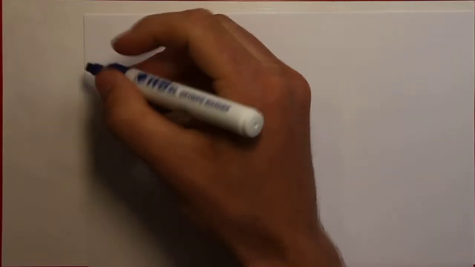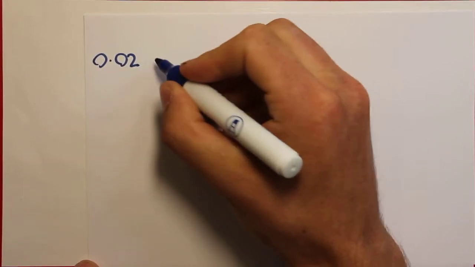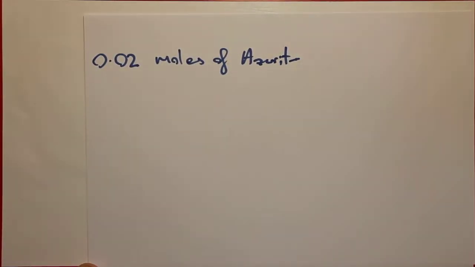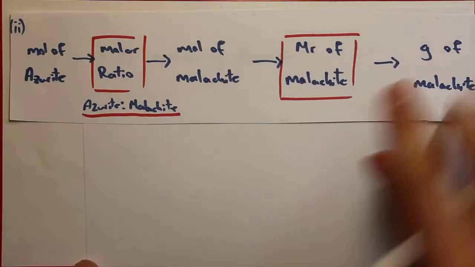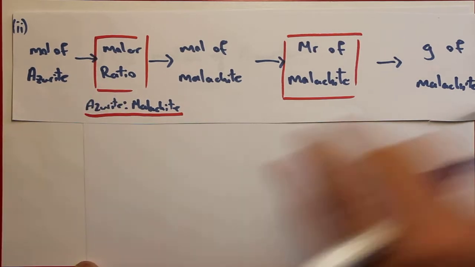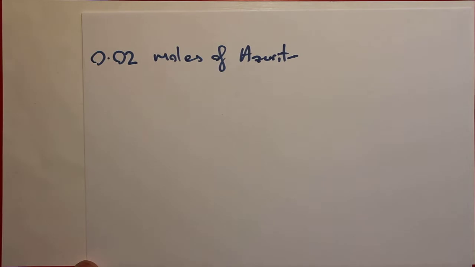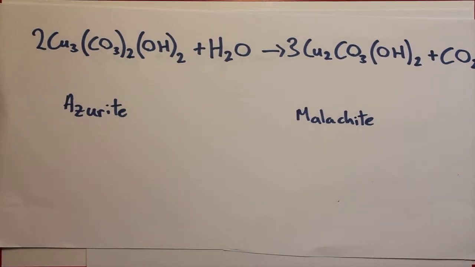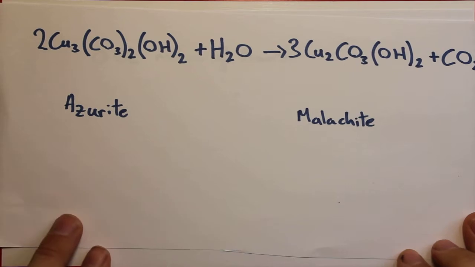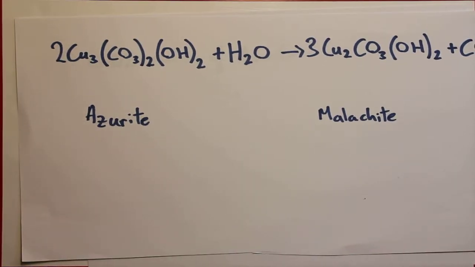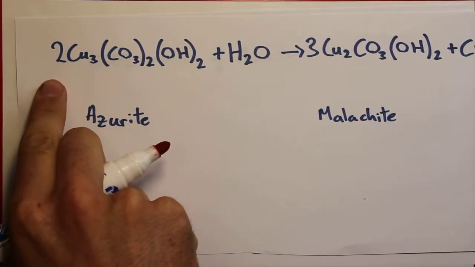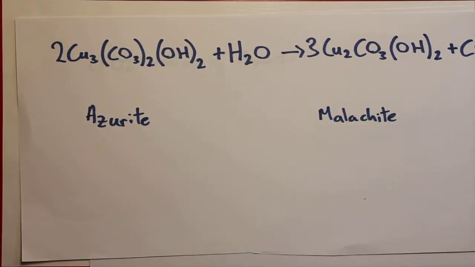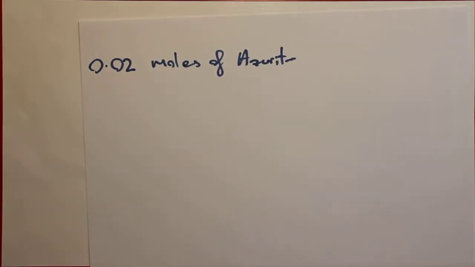So we know that we've got 0.02 moles of azurite. We worked that out from part 1. So this is our starting point. We have the number of moles of azurite. Now we're going to look at our molar ratio from our balanced chemical equation. And we can see here that we've got a molar ratio of azurite to malachite of 2:3. 2 moles of azurite is to 3 moles of malachite. So that's our molar ratio.